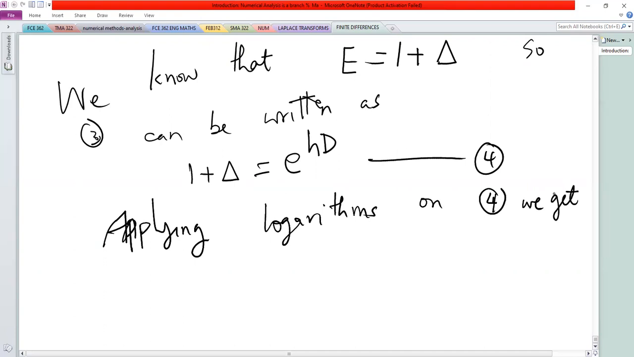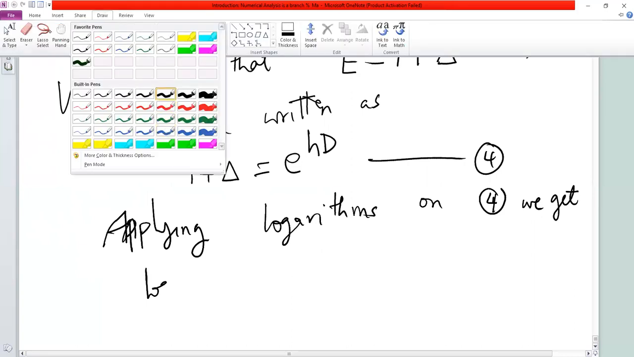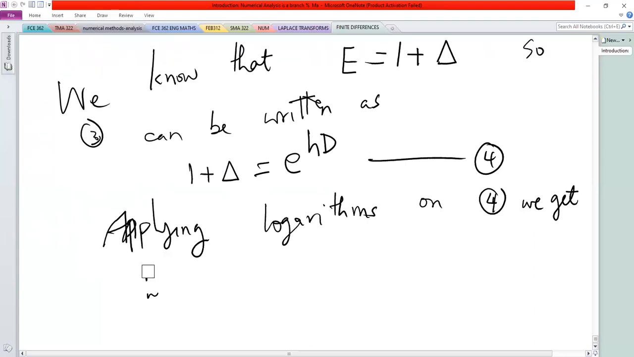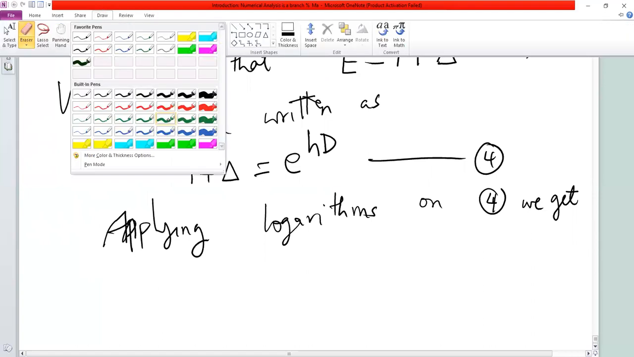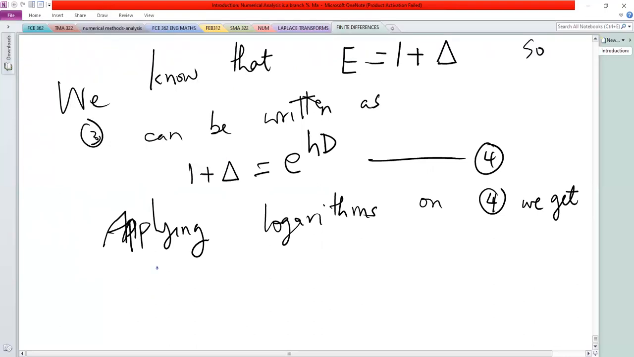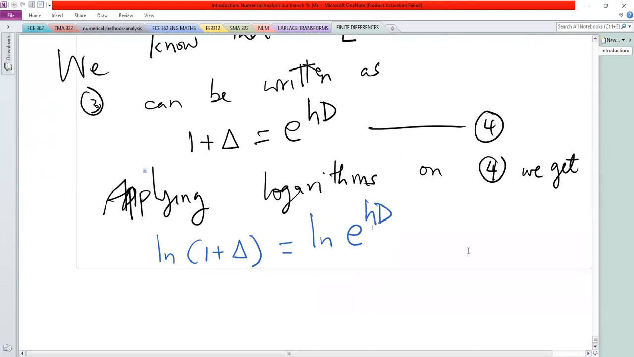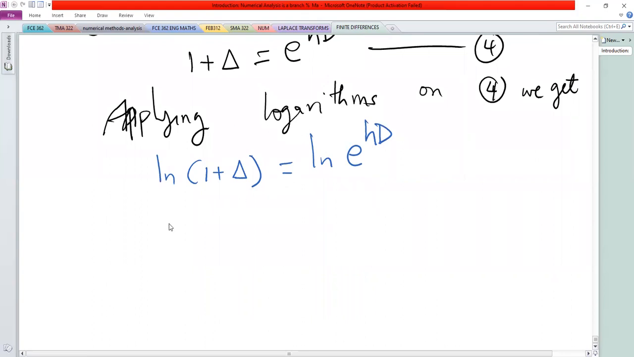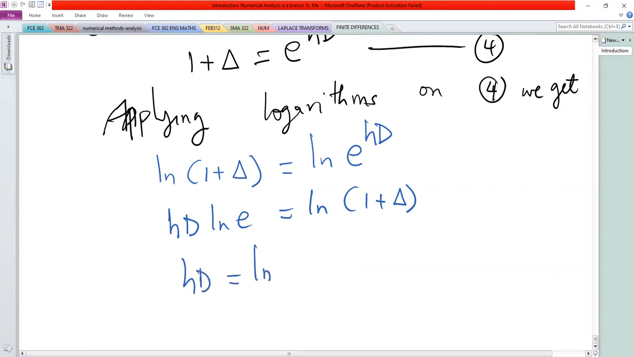we get ln of 1 plus forward will be ln of e raised power hD. And then using properties of logarithms, this is the same thing as writing hD ln of e equals ln of 1 plus forward. And ln of e is just 1, so hD is the same as ln of 1 plus the forward operator.